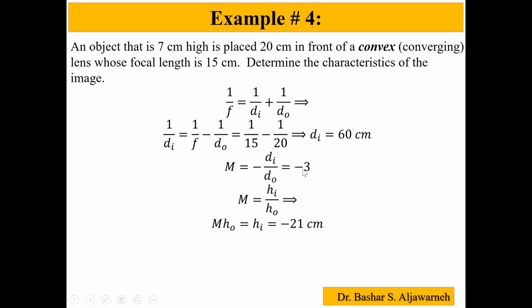Now, let us check the height of the image. We calculated the magnification, and we know the magnification equals the image height divided by the object height. We know the object height. We calculated the magnification. Now, all we need is the image height. Do your calculations, which is m times ho. You will get minus 21 centimeter. Again, the image height is greater than the object height.